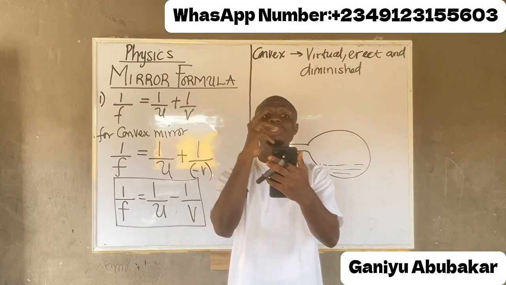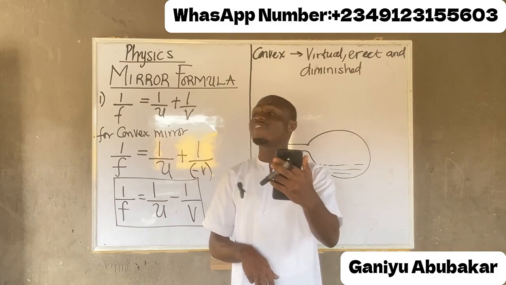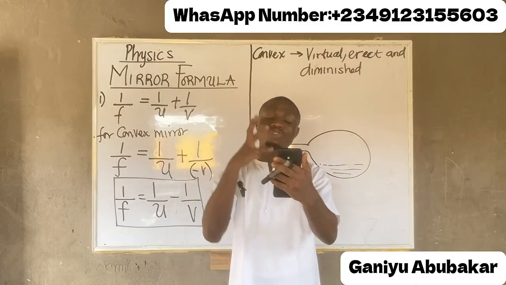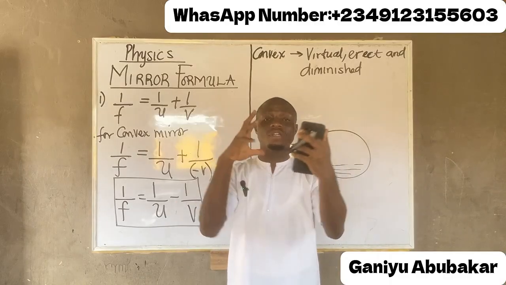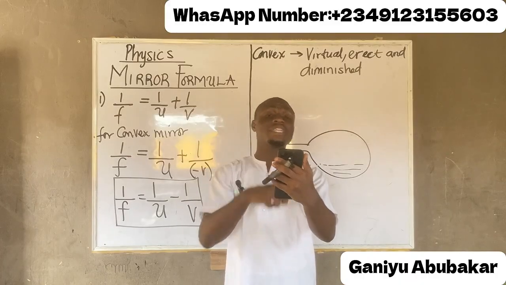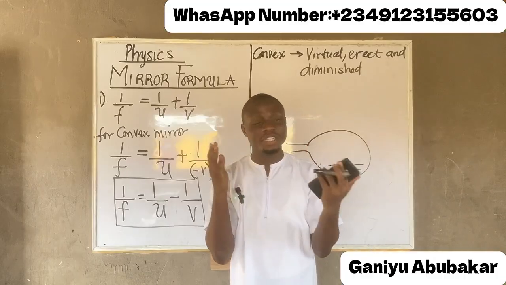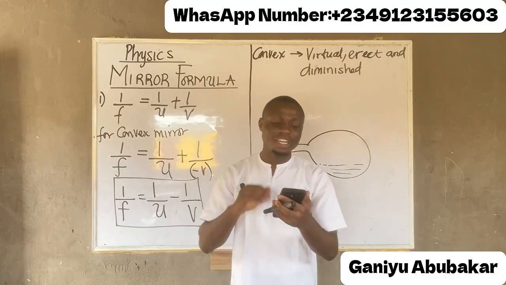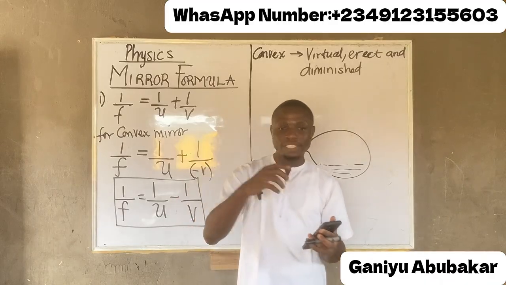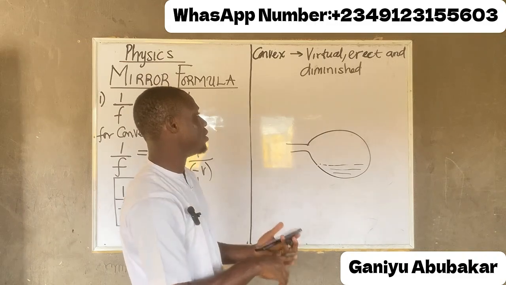But convex will reduce my face. My face will look small in the mirror, so I'll be able to see everything. Literally, it will diminish your face, make it smaller, and then you'll be seeing all of your face in that mirror. Some people cannot relate. Anyways, that's the idea behind a convex mirror: it diminishes. It's virtual, erect, and diminished.